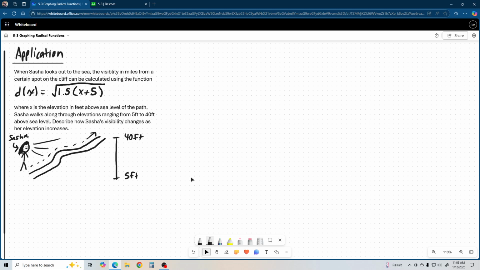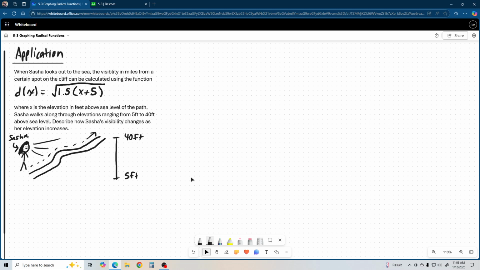All right, so when Sasha looks out over the sea, the visibility in miles from a certain spot on the cliff can be calculated using the function d of x equals 1.5 times the quantity x plus 5, where x is the elevation in feet above sea level of the path. Sasha walks along through elevations ranging from 5 feet to 40 feet above sea level. Describe how Sasha's visibility changes as her elevation increases.